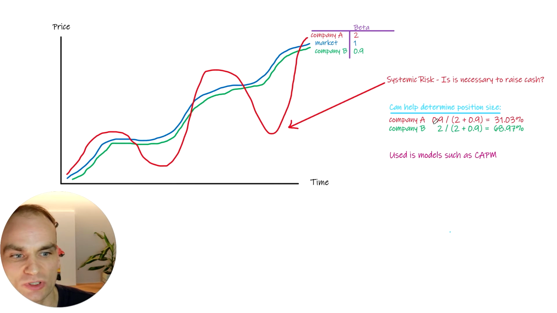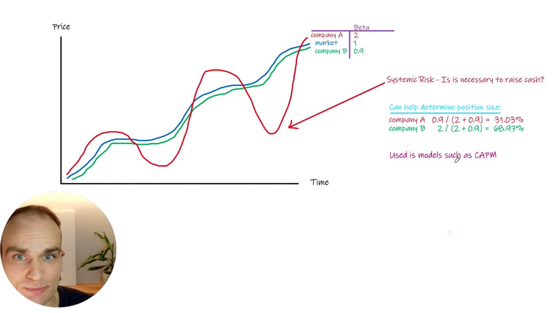So what we can do is take 0.9 and divide it by 2 plus 0.9, and that'll give us 31% of our $100 would go towards the high beta company. How I came to that conclusion is taking the beta of the second company and dividing it by the total added beta together. Gives me 31% for the high beta company, 68.97% for the low beta company. And that's essentially how we could use beta to normalize the volatility in the portfolio to reduce systemic risk.